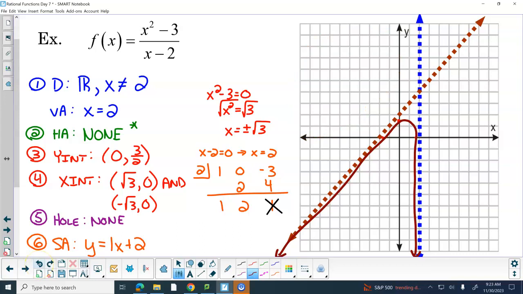So now I've got to look over on this side and test some points. 1, 2, let's go with 3. If I plug 3 into my function, 3 squared is 9, minus 3 is 6, over 3 minus 2 is 1. So that goes to the point (3, 6). 1, 2, 3, 4, 5, and 6.